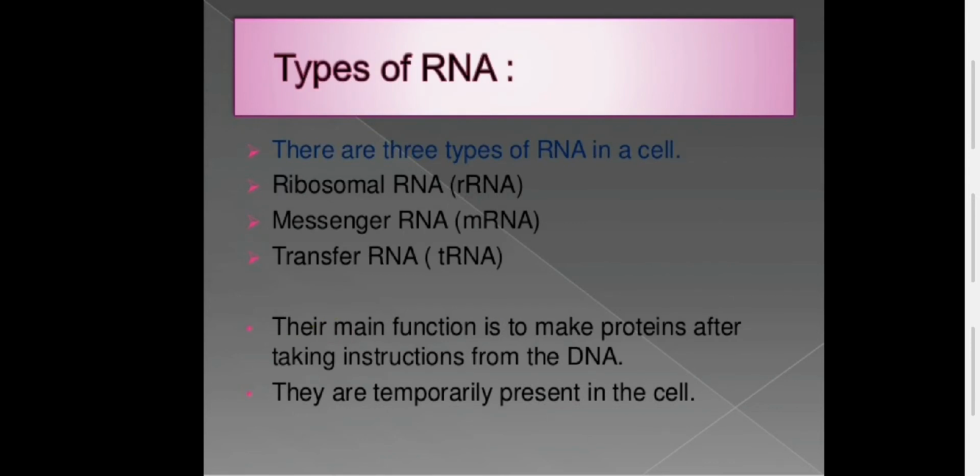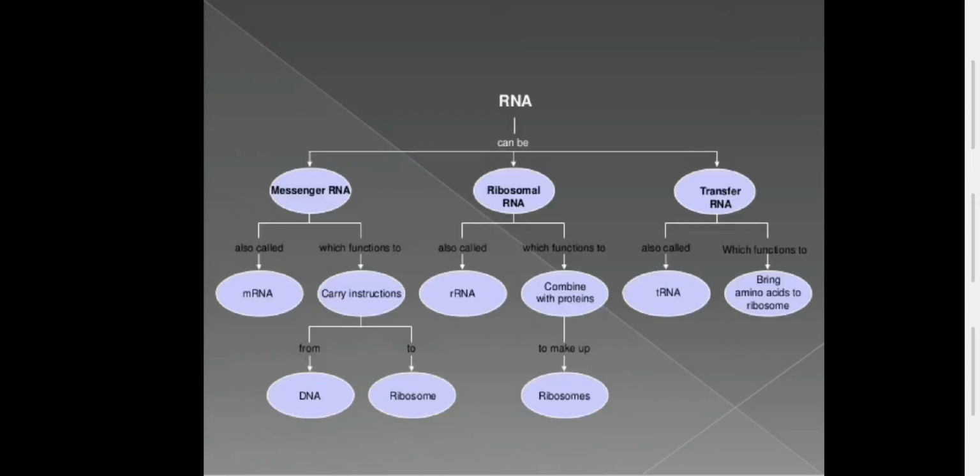There are three types, or three divisions, of RNA in a cell: ribosomal RNA or rRNA, messenger RNA or mRNA, and transfer RNA or tRNA. Their main function is to make proteins after taking instructions from the DNA. They are temporarily present in the cell. Moving on, this is a very good summarization of the division of the RNA. Basically, RNA can be messenger RNA, ribosomal RNA, or transfer RNA.